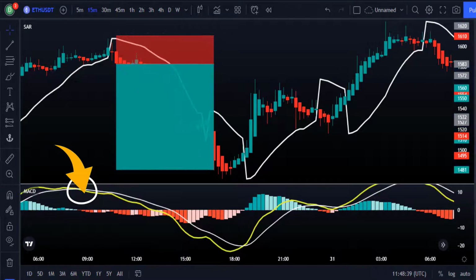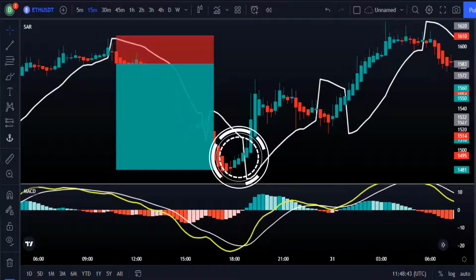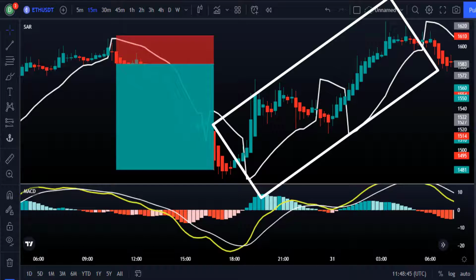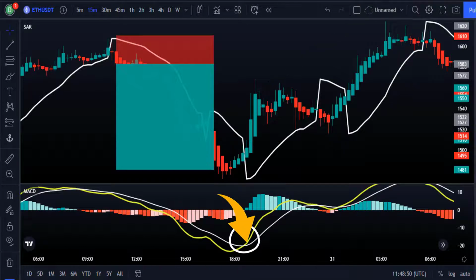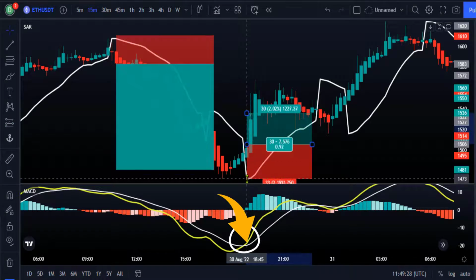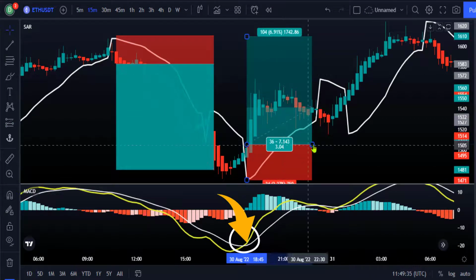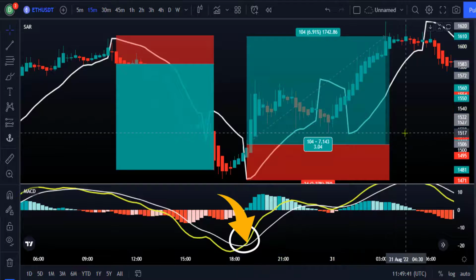You can also see that when the price reached this point, the parabolic SAR started trading below the price and the price reversed. When the MACD line crosses above the signal line, you will take a long trade and set your stop loss at the low of the previous candles and set your profit target according to your risk to reward ratio.